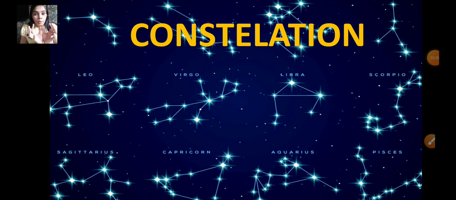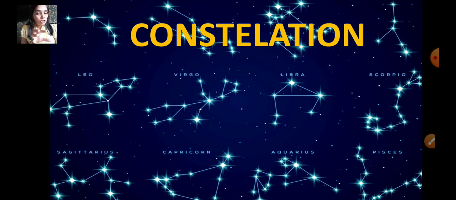Before that, I want to give a small piece of information about the stars. Sometimes we see a group of stars in the sky. It is like this, a group of stars which are twinkling here. These groups of stars are called a constellation.